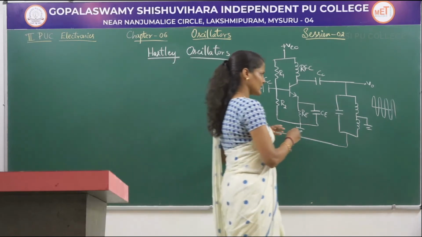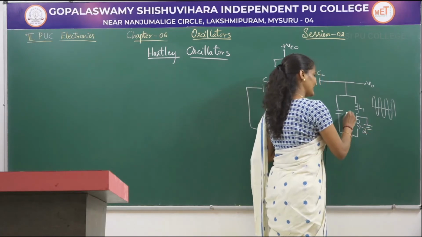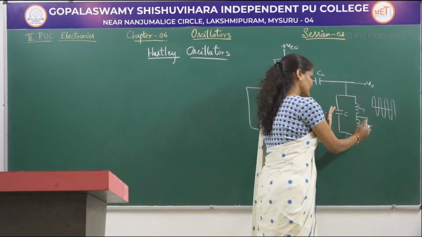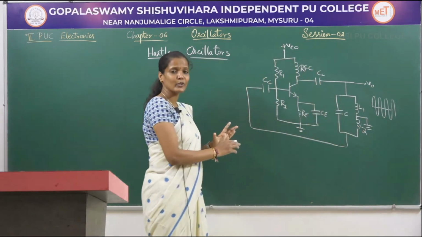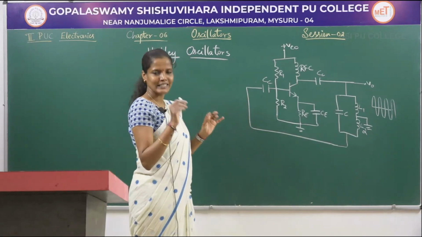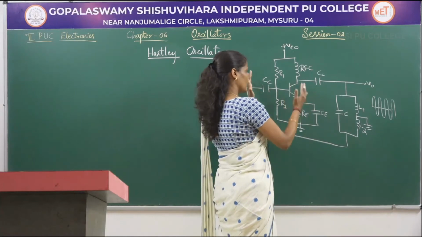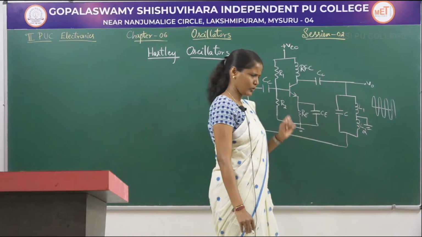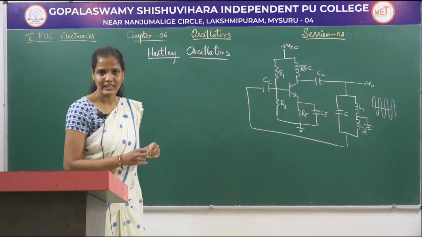And this is a tank circuit where we will be using two inductors which are named as L1 and L2, and this is a capacitor which is named as C. So this is a tank circuit and this is an amplifier circuit. As I have already told you, in order to generate electrical oscillation, we need two separate circuits. One is the amplifier circuit, the other one is the tank circuit. Now let us try to understand how this Hartley oscillator works.